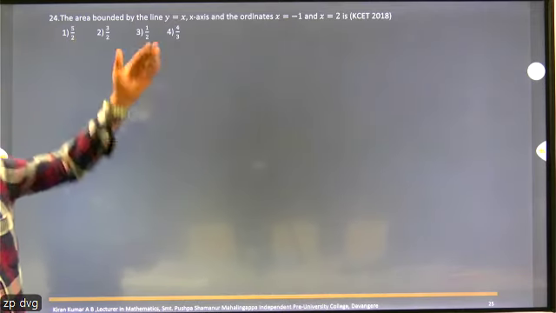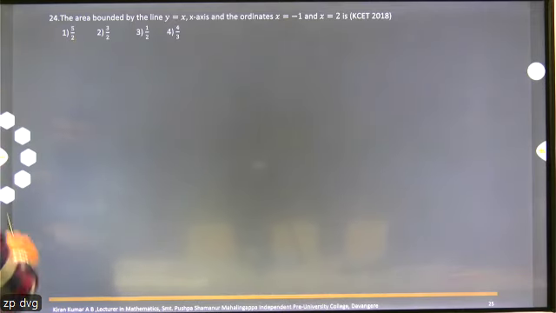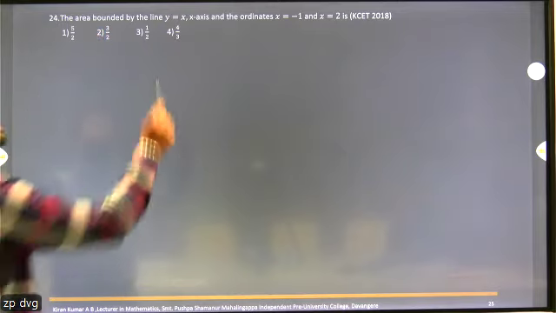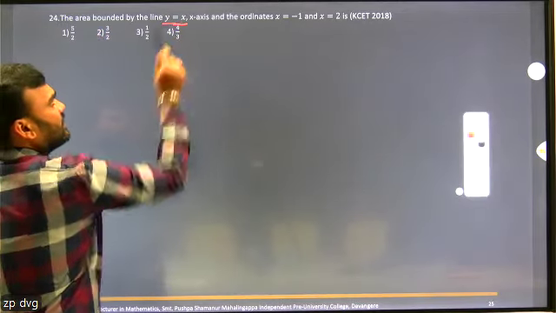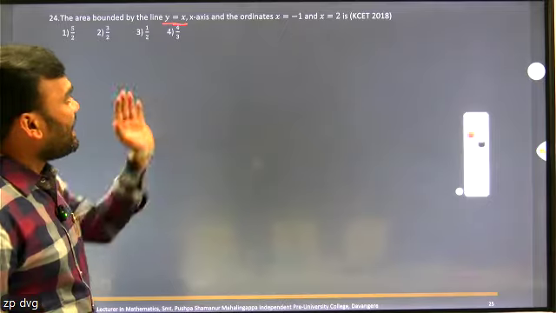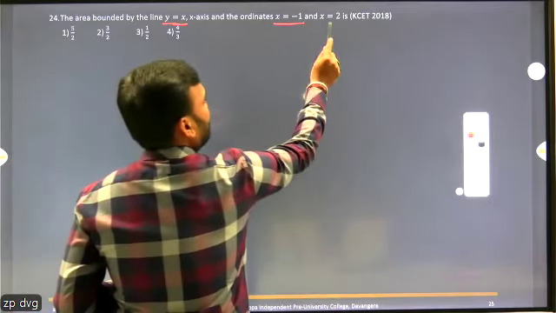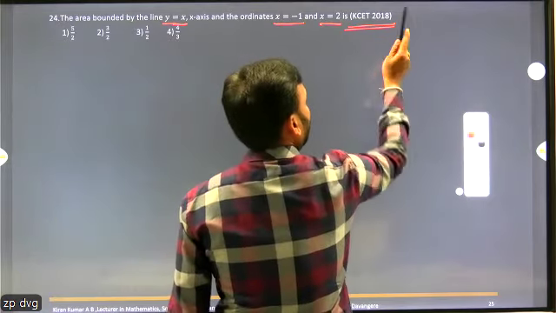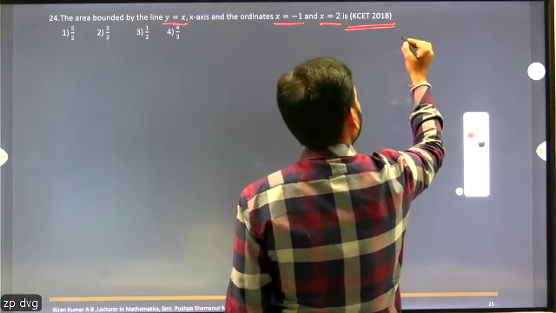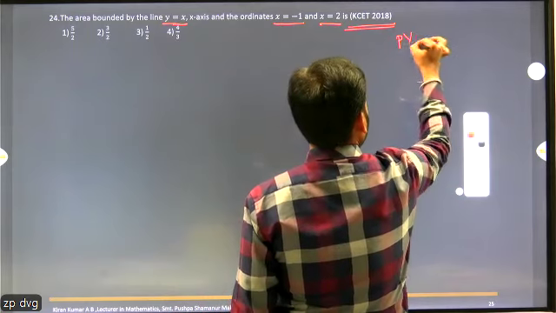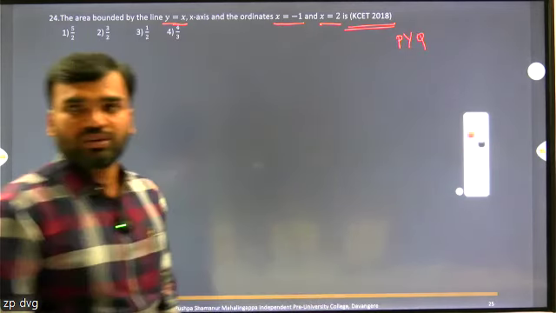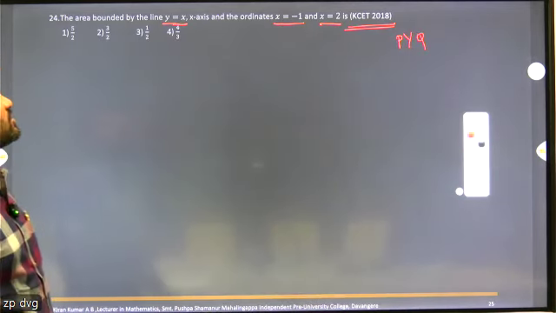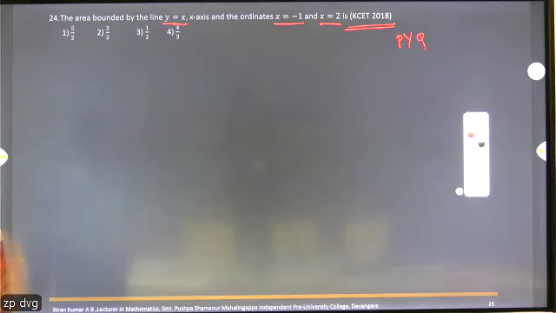24. See, sir, the area of the region bounded by the line y is equal to x, and the coordinates x is equal to -1, x is equal to 1. In KCET they asked this as a previous year question, 2018. y is equal to x means a straight line passing through the origin.